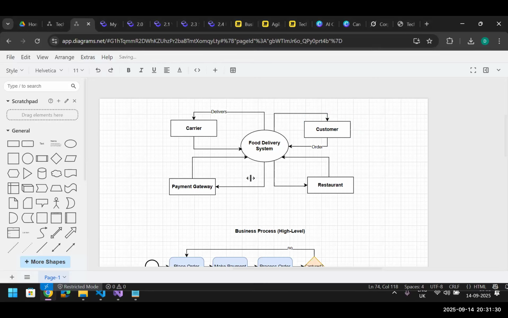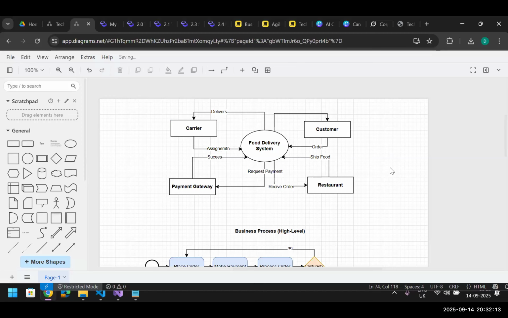And what is the payment gateway? It will request a payment, and it will say success or failure. The carrier will deliver the food and will get an assignment, right? And the restaurant will prepare food and receive the order. So this is in a few minutes. I've identified a few requirements here, the features, the scenarios.